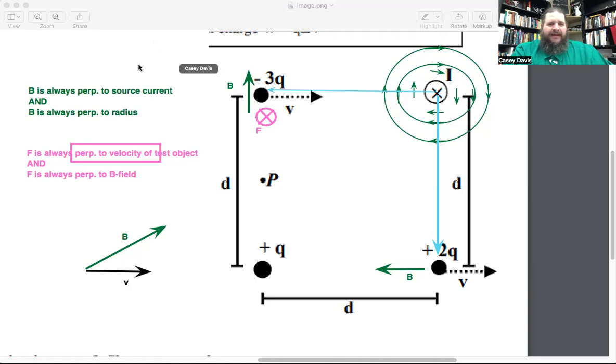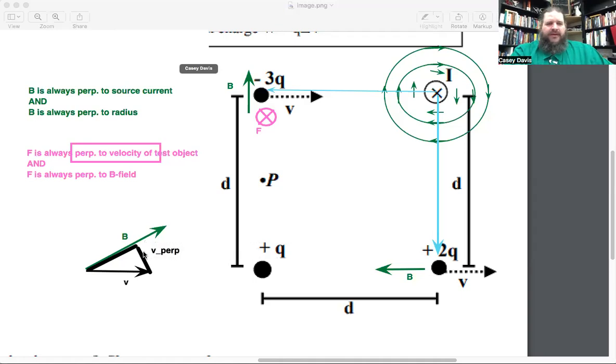One way to handle that is to think of splitting the velocity up into components. You could say the velocity has a component parallel to the magnetic field, which doesn't do anything, and a component perpendicular to the magnetic field, that V perp there.